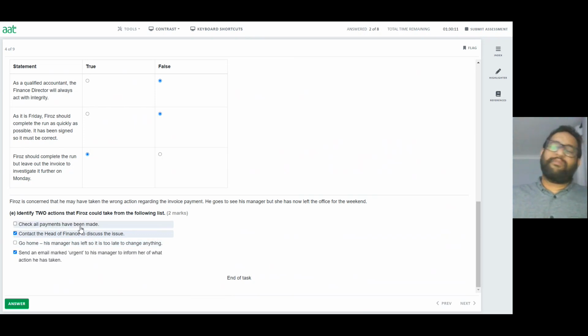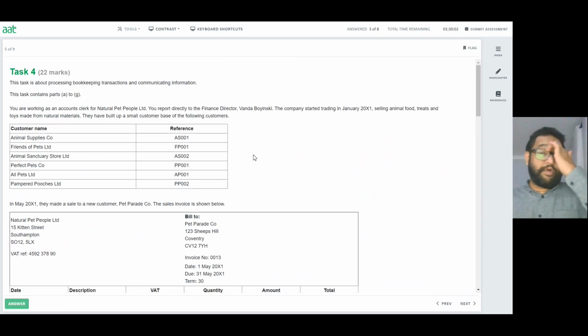Check all the payments that have been made. No, we can't check all the payments, because this payment is still not paid. So that will not be a right answer. Now click and move on to question number 4.